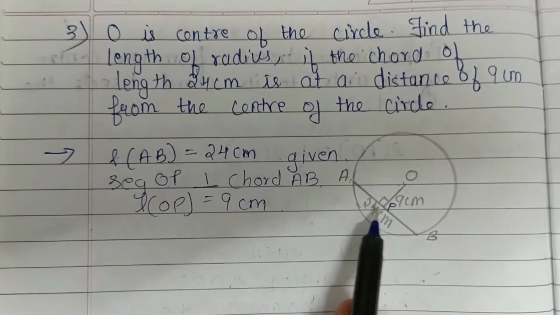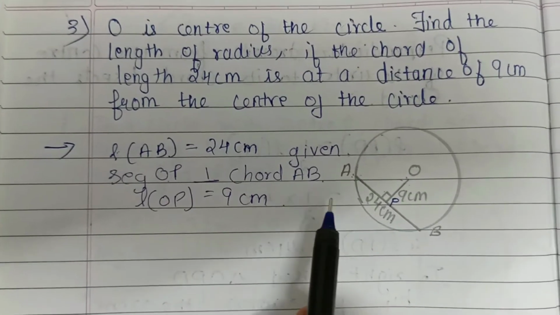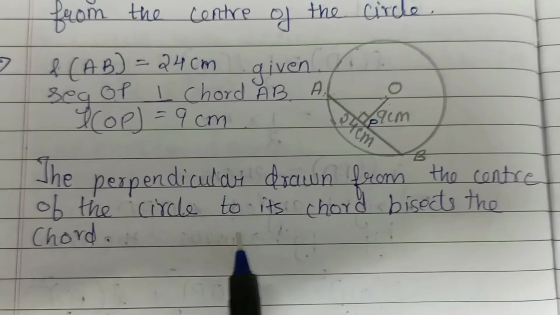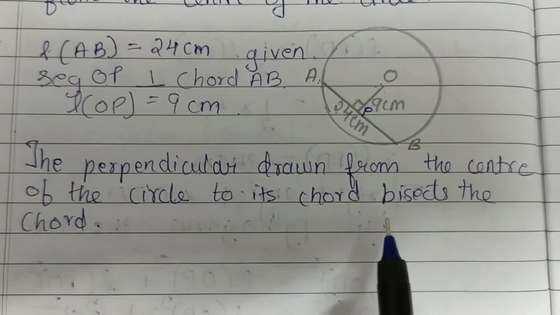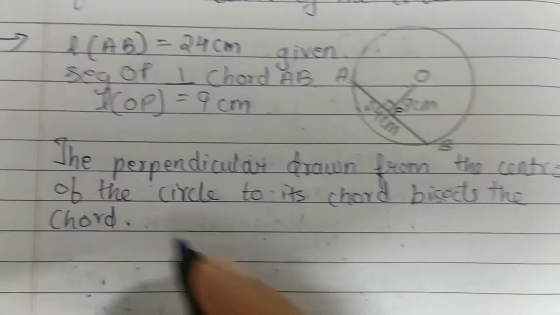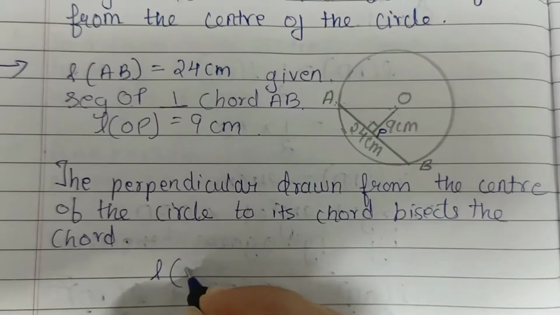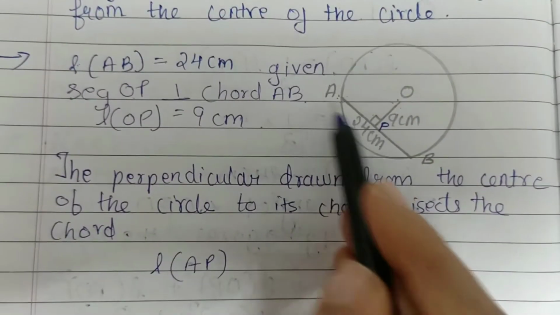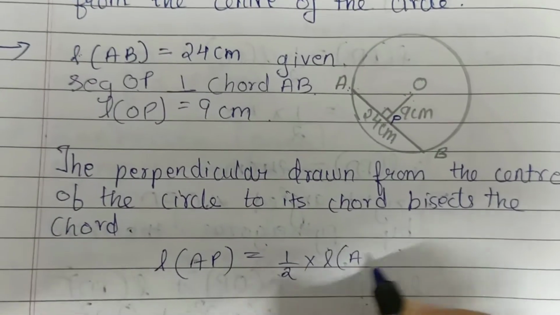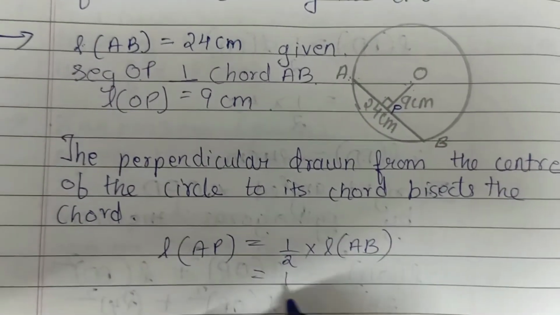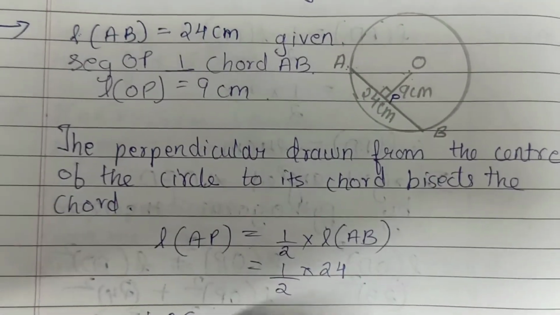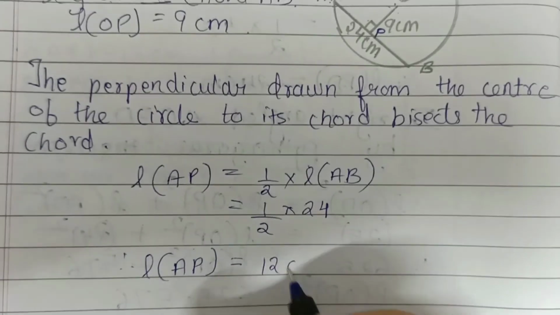So if segment OP is perpendicular to segment AB, then according to property number 1, that is, the perpendicular drawn from the center of the circle to its chord bisects the chord. So this property is applicable in all the questions. According to this property, length AP will be half of the chord, that is length AB. So half of 24 will give us AP as 12 centimeter.